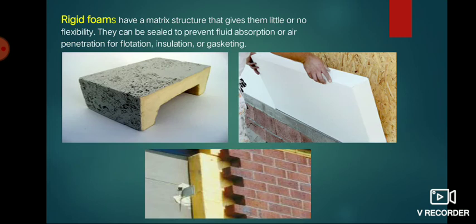Second is the rigid foams. They have a matrix structure that gives them little or no flexibility. They can be sealed to prevent fluid absorption or air penetration for flotation, insulation, or gasketing. As you can see in the picture, this foam can be used for insulation.